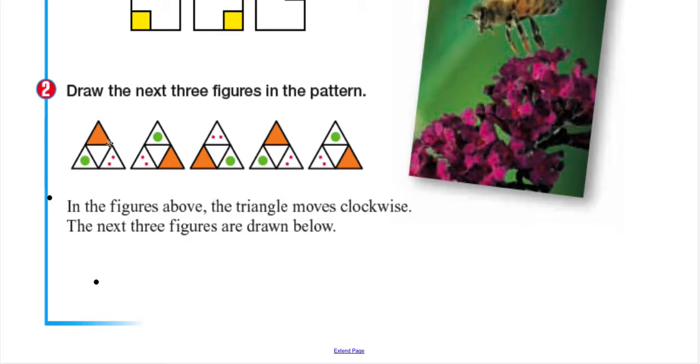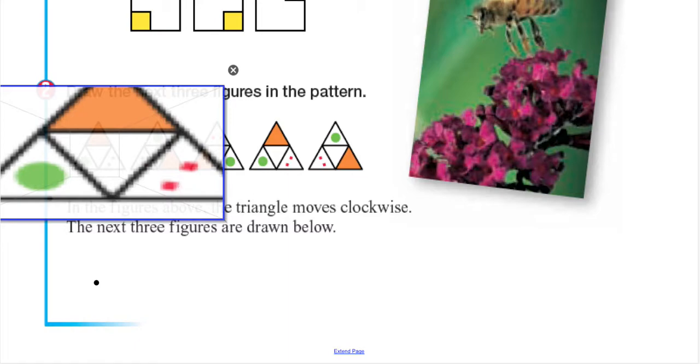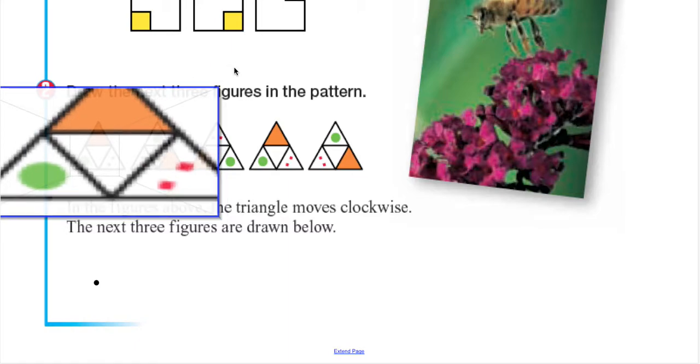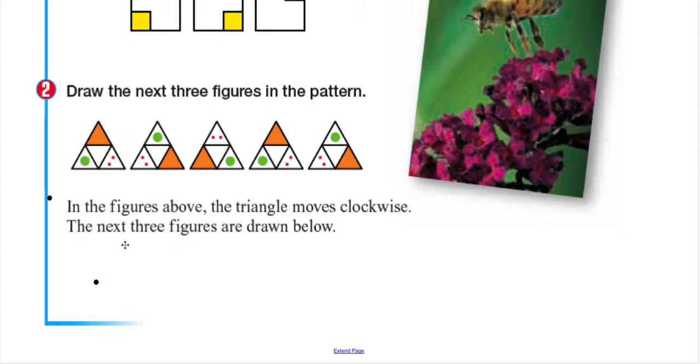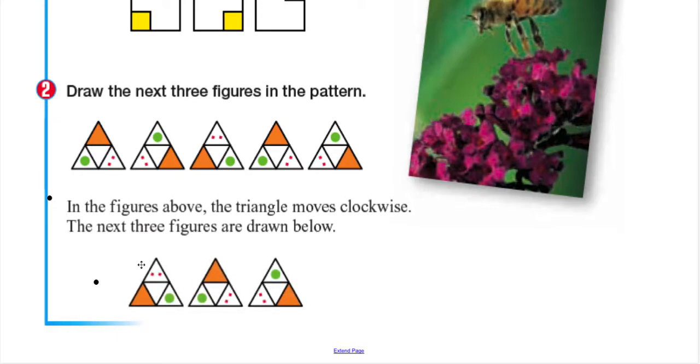Basically, if this is an equilateral triangle, it moves clockwise. Going down means clockwise this way. So from there, the triangle moves clockwise. The next 3 figures are drawn below, and if you continue that pattern of the triangle moving clockwise, clockwise, clockwise, this orange triangle will be in that spot right there. And this orange triangle will move up and move down, as follows. So those are 2 examples of patterns.